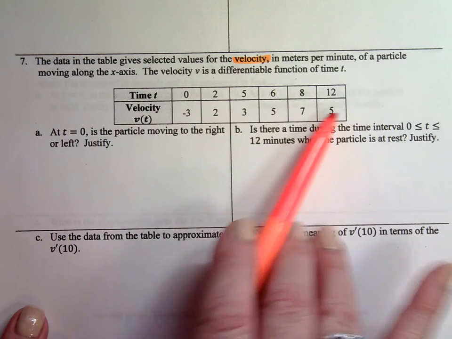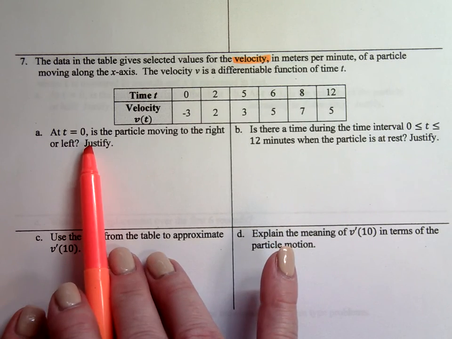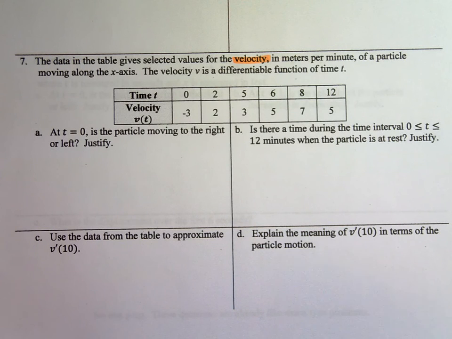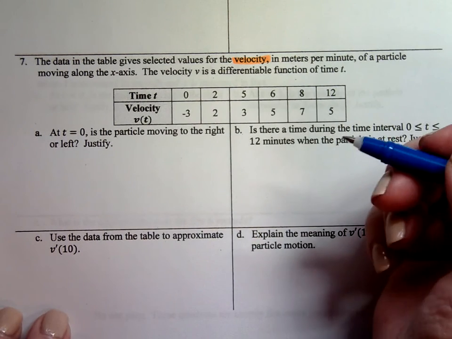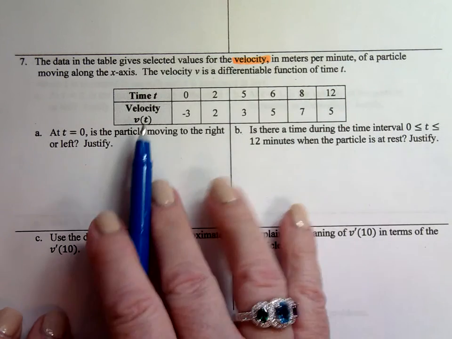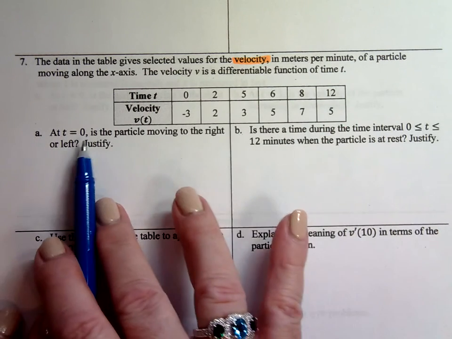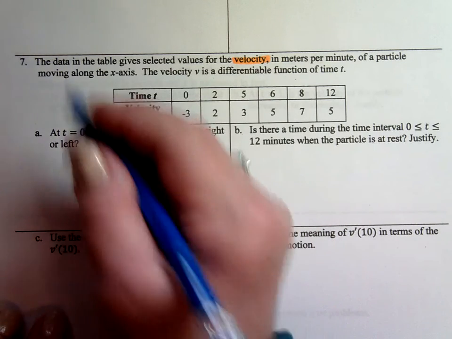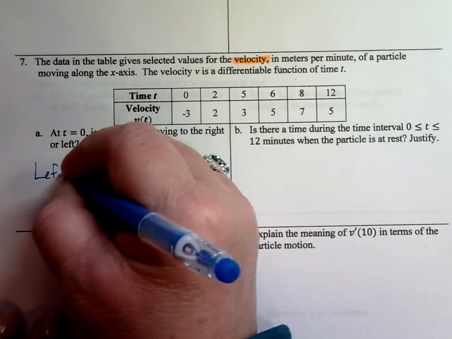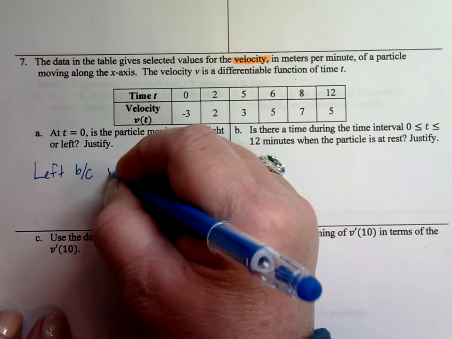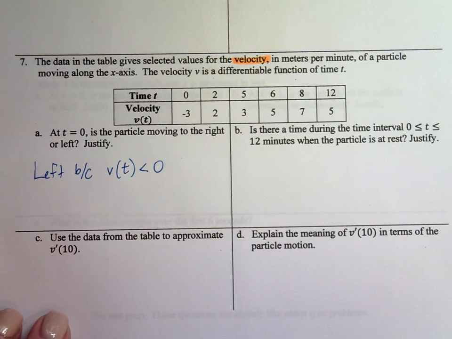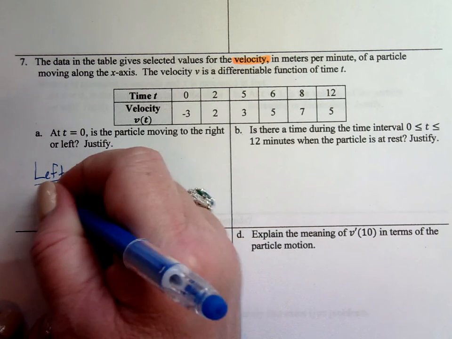At t equals 0, is the particle moving to the right or to the left? Well, remember, it's based off of the velocity. So you're looking at, is it positive or is it negative? They give you the velocity values. So at t equals 0, I get -3. So if it's a -3, I know it's moving left because the velocity is less than 0, is negative. Question is it moving left or right? We said left, gave it a justification. There you go.